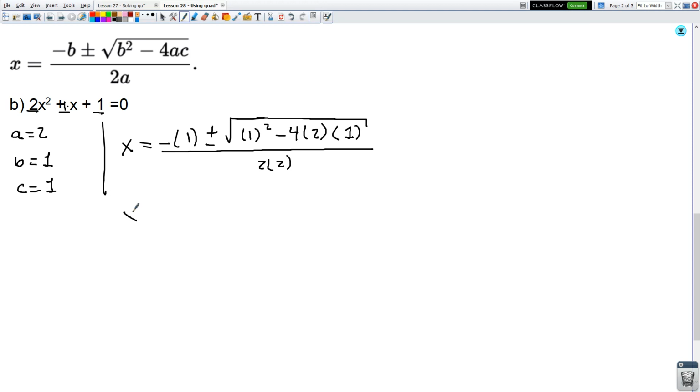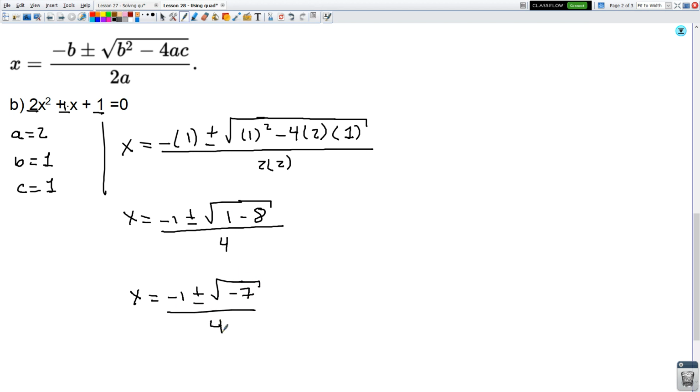Well, let's check it out. So we have x equals negative times 1, so this is negative 1, plus or minus the square root of 1 to the second, well, that's just 1. Now we're going to have negative 4 times 2, so this is negative 8, and negative 8 times 1, still negative 8. Everything divided by 2 times 2, which is just 4. All right, let's simplify this a little bit further. So we're going to have x equals negative 1 plus or minus the square root of 1 minus 8, so this is negative 7. Everything divided by 4. Perfect.